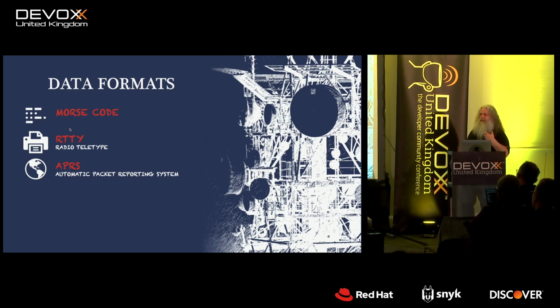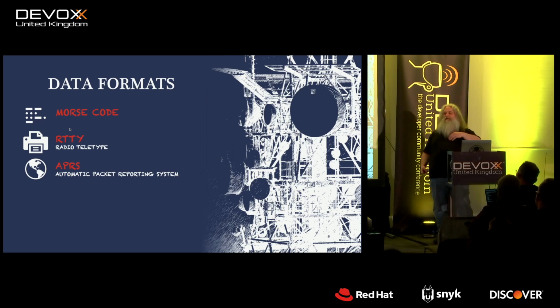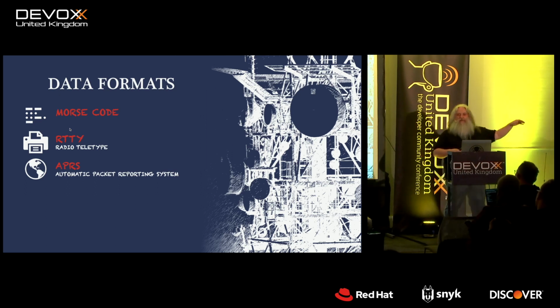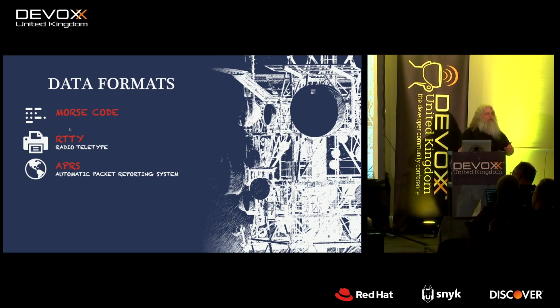And it's tied to the internet. So there's internet gateways that will pick up those packets and route them to internet servers. And so you can send packets from the internet that will exit to radio, and you can send packets from radio that will enter into the internet and sometimes come back out and route through the internet. So it's a really interesting network of communication that amateur radio operators can use.